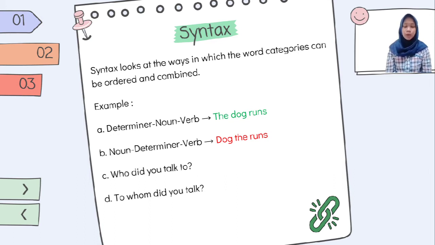Example C. Who did you talk to? D. To whom did you talk? Instead of focusing on right versus wrong, syntax uses grammatical and ungrammatical as a way to show that a particular word combination is possible or impossible for speakers of a language. Look at it this way, example D is less grammatical than example C, even though we thought that it's the right way to speak.